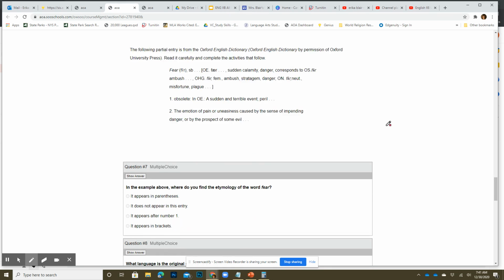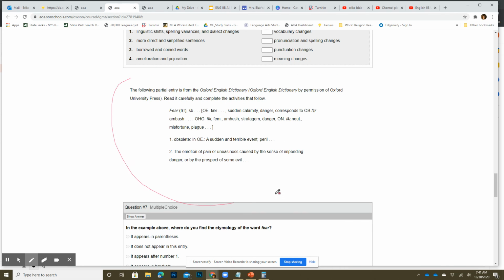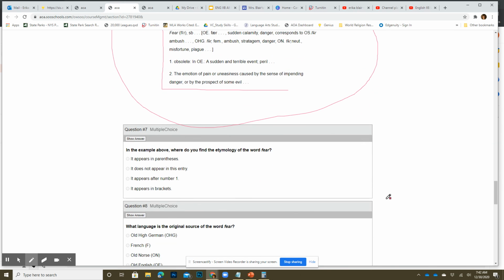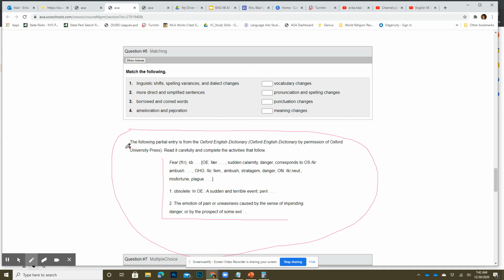Okay. This last section, you're using this definition that's given to you to answer the questions that follow. If you have specific questions about any of this information, please make sure to reach out.